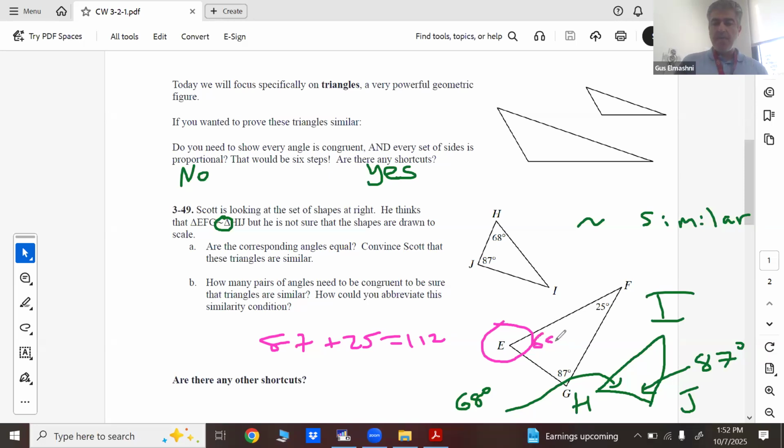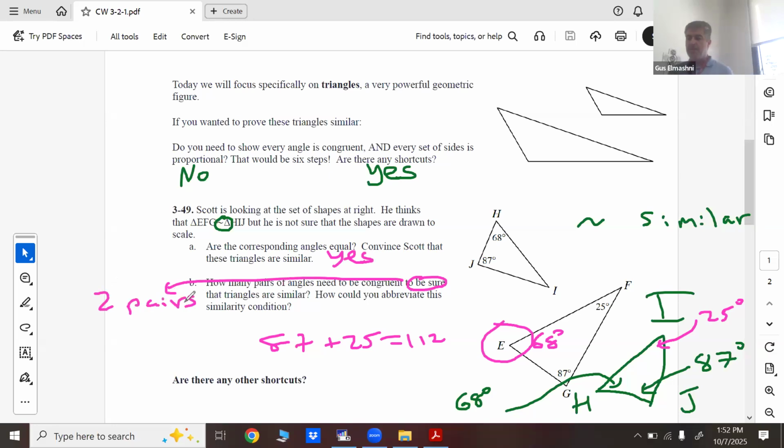And if I look at the green triangle, the HIJ triangle, if I have 68 and 87, that adds up to 145. That's definitely 25. So really, yes, they are equal. How many pairs of angles need to be congruent to be sure? Do I need all three pairs, or are only two pairs enough? Just two. All you need is two pairs. Once I knew A7 and A7 and I could find that this other one's 68, then I'm good. So how can you abbreviate this condition?